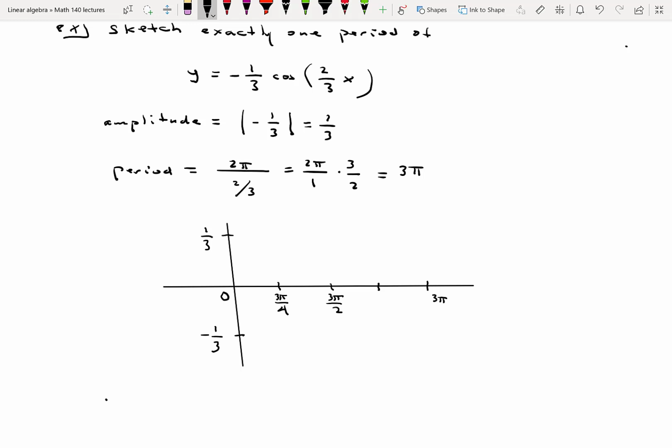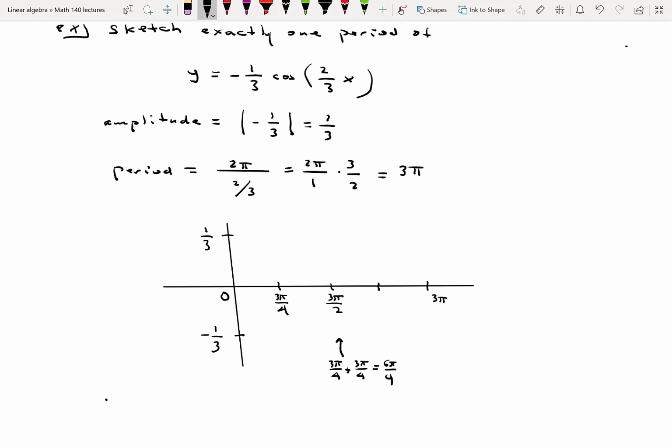So in other words, the first point is 0. The next point is 3 pi over 4. The next point is 3 pi over 4 times 2, or 3 pi over 4 plus 3 pi over 4, which would be 6 pi over 4. So that 3 pi over 2 can be thought of as 3 pi over 4 plus another 3 pi over 4, which is 6 pi over 4, which of course reduces to 3 pi over 2.